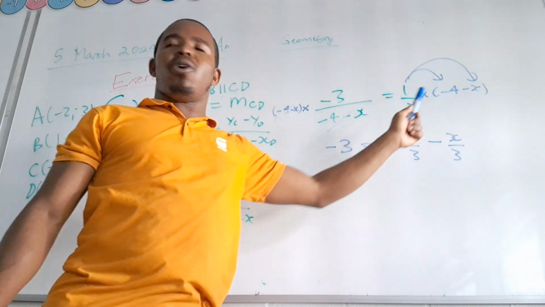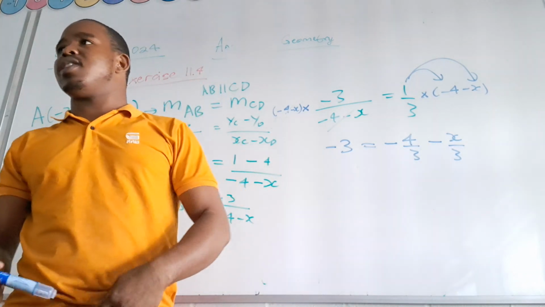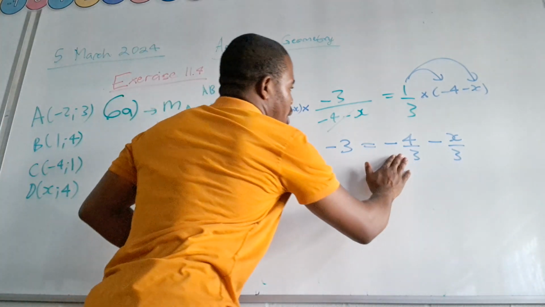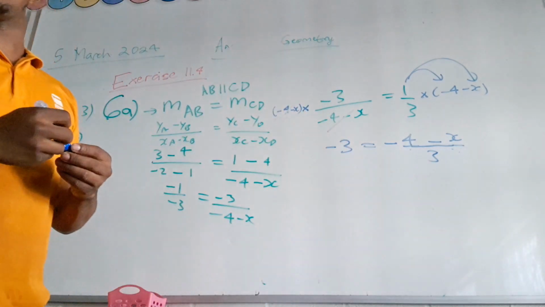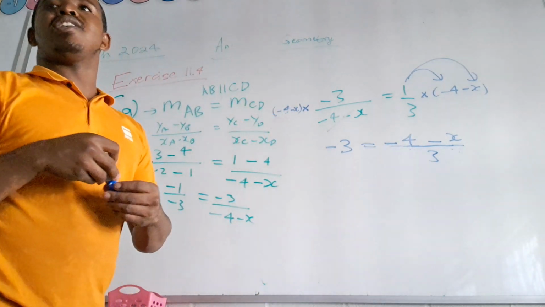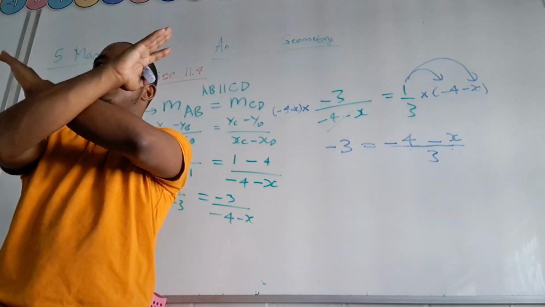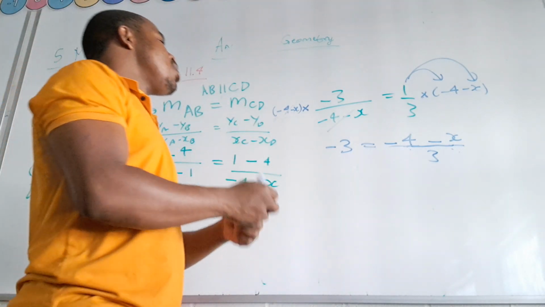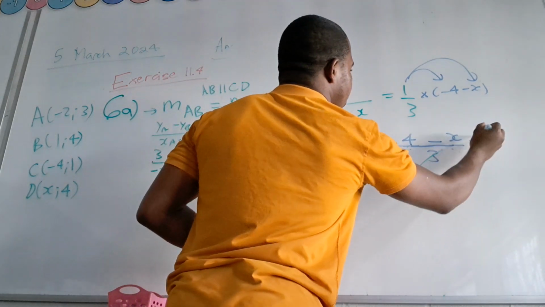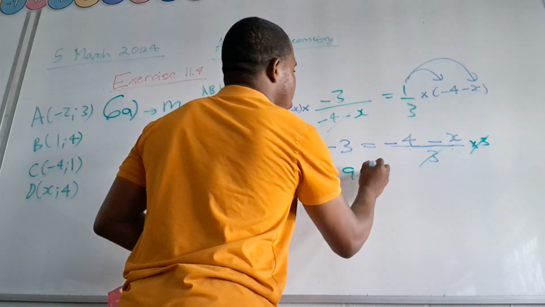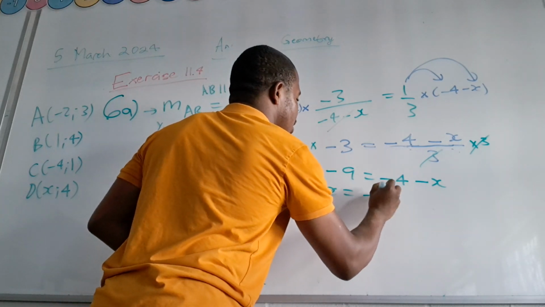1 over 3 times negative 4 is negative 4 over 3. 1 over 3 times negative x is negative x over 3. In fact, when we have both of these over the same denominator, we can write them over one denominator like that. There's a reason why I did that. Now what I'm going to do, street maths, they call it cross multiply. But formal math, we're going to say I'm going to multiply by 3 on both sides to get rid of that 3 in the denominator. So then you get negative 9 is equal to minus 4 minus x. So then I'm going to do something funny here.